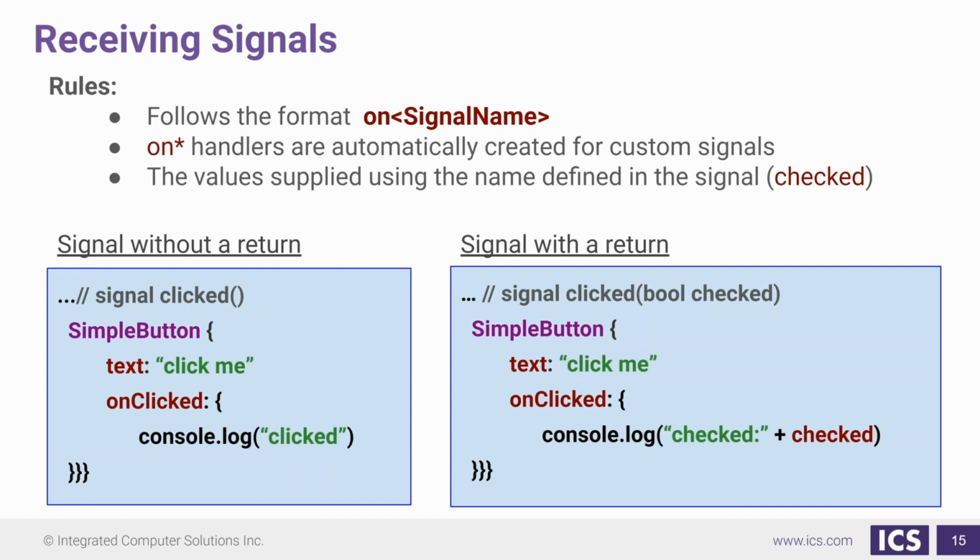On the right side, we have a signal with a parameter. And this parameter, you can see in the signal definition, is named checked. So in onClicked, we are going to console log checked, and it'll return true or false for that variable. We're using the name checked again, which is the one defined in the signal itself.